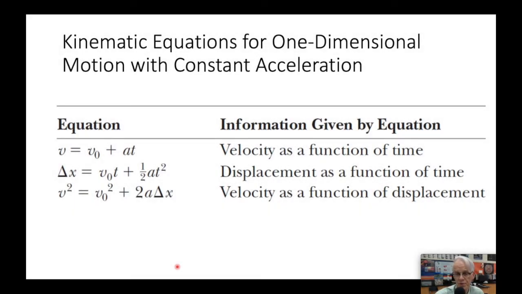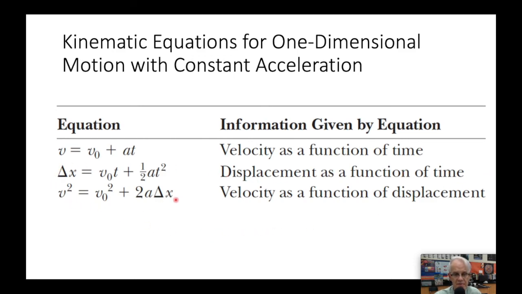So let's review the 3 equations that we know. First, we have the final velocity equal the initial velocity plus acceleration times time. This is the velocity as a function of time. Then we have how far it went, or its displacement, equals the initial velocity times time plus 1/2 acceleration times time squared. This is the displacement as a function of time.